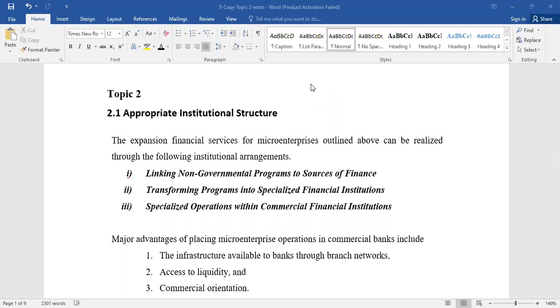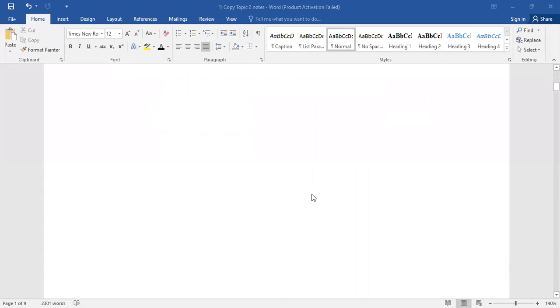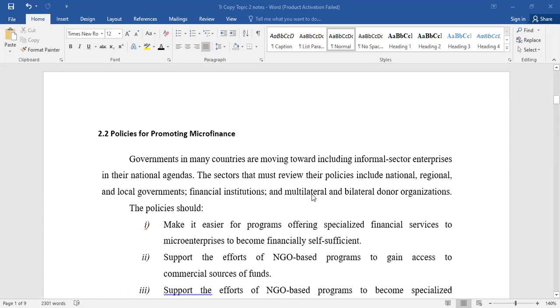So riding on an existing infrastructure benefits you more. Then of course, the second one is the access to liquidity. If you go into an existing institution, it is already liquid, so you won't have a problem getting this money as and when you require it. It becomes very easy. And then the commercial orientation. These people already know how it is done, so you won't have a problem.